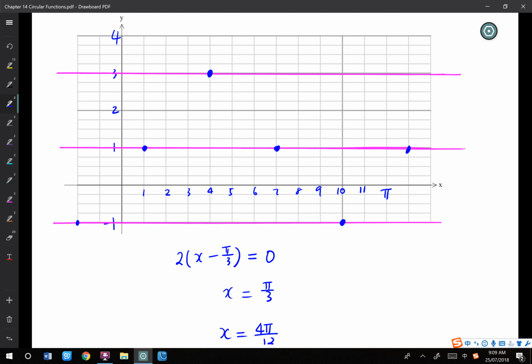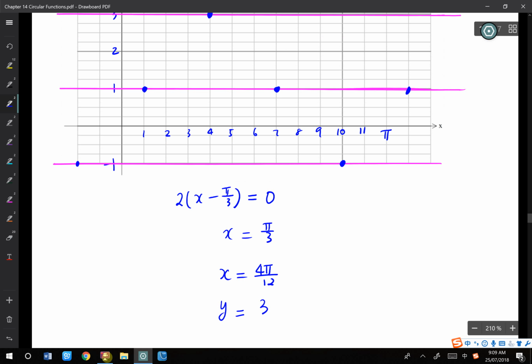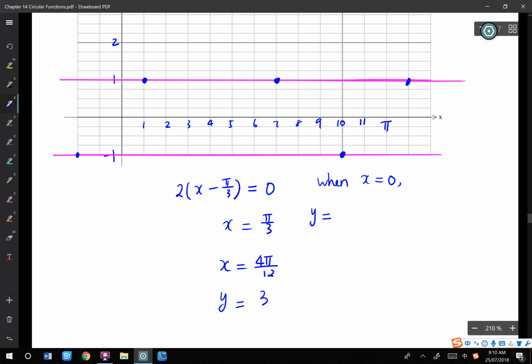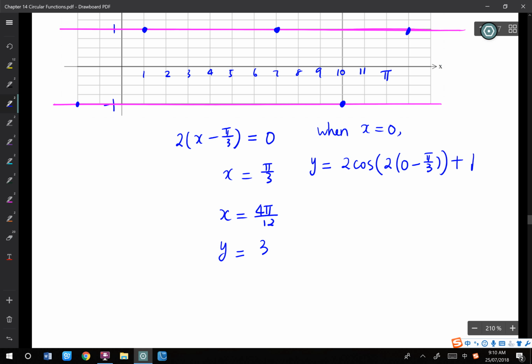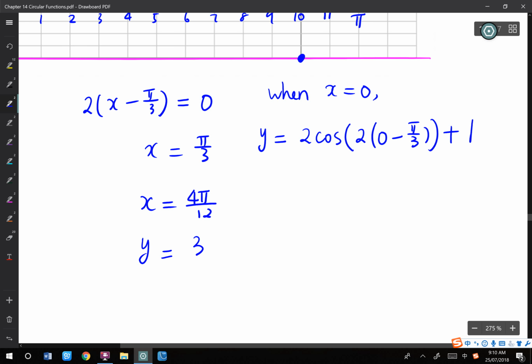You know we have endpoints, right? We need to evaluate endpoints as well. So what I will do is, I see when x equals 0, what my y value equals. So I make x equal to 0 to find the point. y equals 2 cos(2(0 minus pi on 3)) plus 1. Okay, solve for this. So what I have here is y equals 2 cosine of negative 2 pi over 3, and then plus 1.